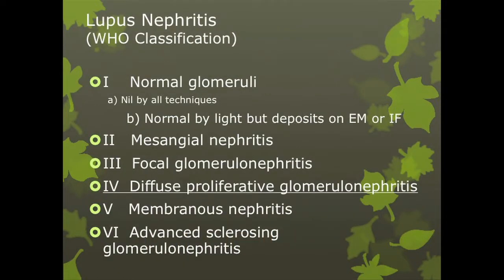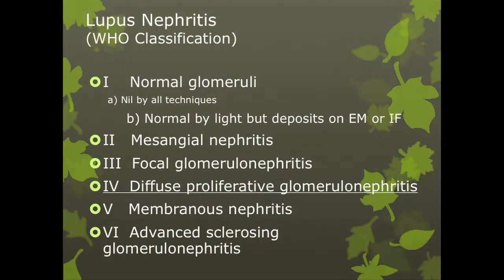I know Dr. Ansari is going to go into much more detail about this classification, but just to illustrate the basics, we have 7 main categories, and 1 is normal, 2, and so on. All of these terms are microscopic terms for the way that the kidney looks under a biopsy. And class 4, diffuse proliferative glomerulonephritis, is the class of lupus nephritis that we consider the most dangerous and that can be the most rapidly progressive to end-stage renal disease.